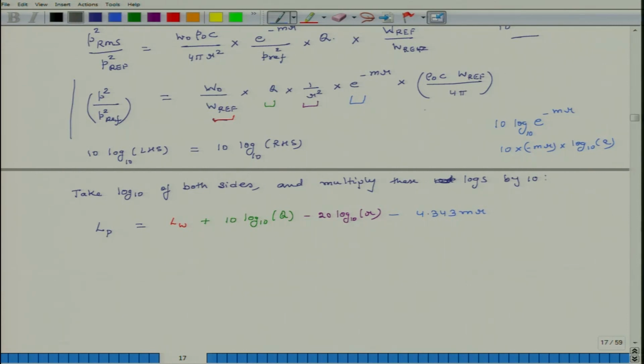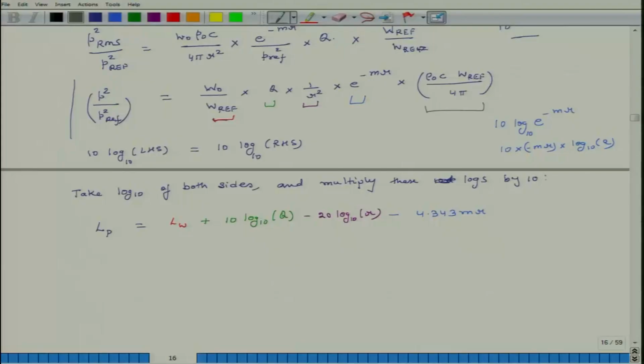And finally, I take 10 log of the last term. Now, we know all the parameters in this case. This last term is a constant term. We know rho naught, the density of air. We know C, typically about 344 meters per second. And W ref is 10 to the power of minus 12 watts. If you multiply all these terms, divide by 4 pi and take 10 log of that whole thing, what you end up getting is minus 10.9.